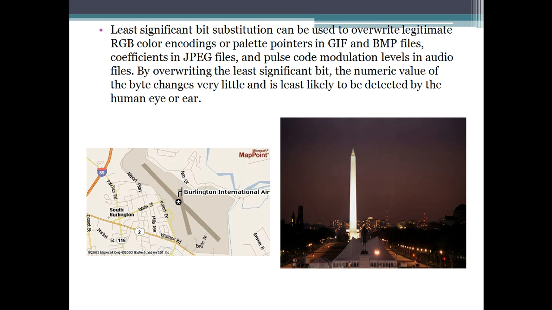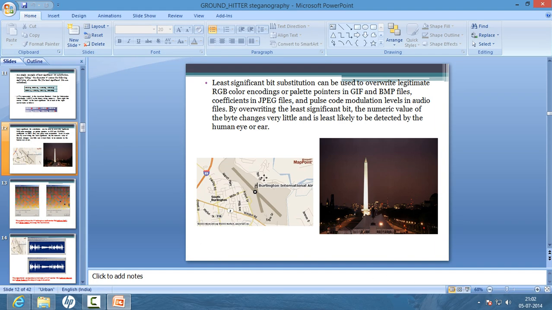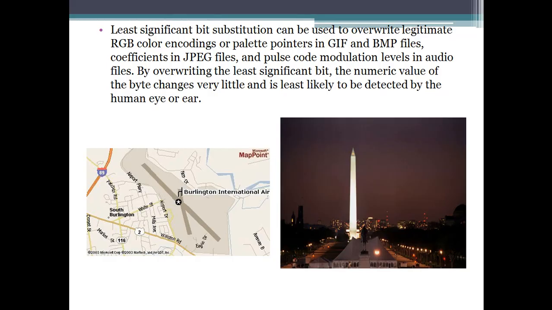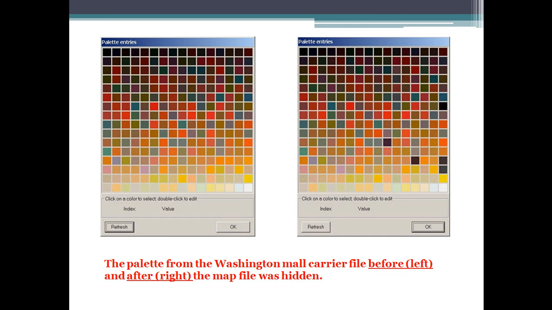Now consider this, that I have to hide this map behind this image. Once I hide this map behind this image, you can see here the left-hand side palette is of that Washington Mall career file, which doesn't contain the hidden file, and the right palette is after the insertion of the hidden file in it.